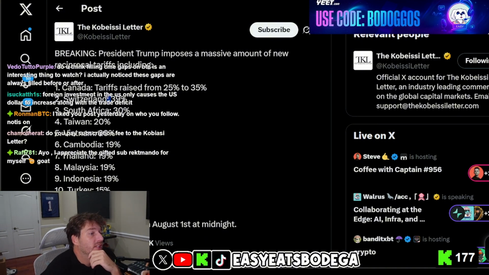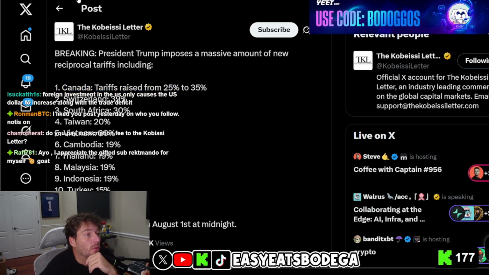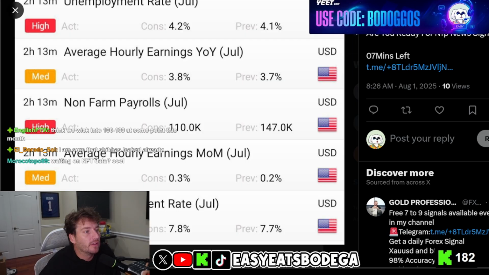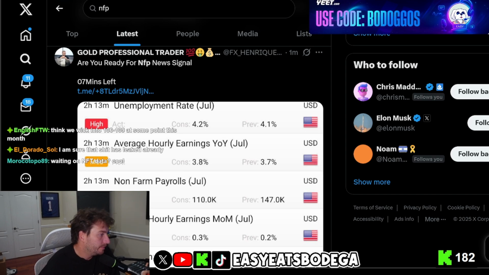South Africa 30%, Swiss 39%, Canada got raised 25 to 35. All of these things raise the value of the dollar. Every single one. So that's the thing, is these things raise the value of the dollar because more people are now having to pay us money, right? This is the main stuff. Unemployment rate, average hourly earnings, non-farm payrolls, which are working jobs, and all that fun stuff.